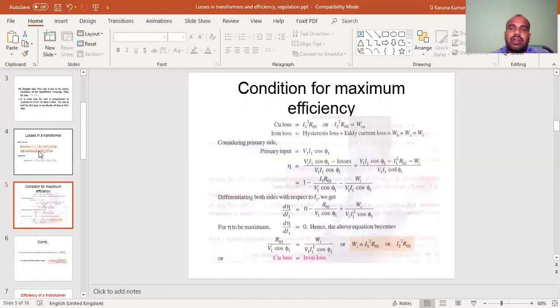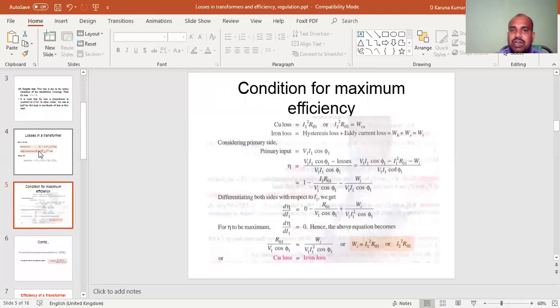Now let us look at the maximum efficiency. In which condition do we get maximum efficiency? The condition is on copper losses and iron losses. The copper losses are I1 squared R01, or I2 squared R02, and the iron losses are hysteresis losses plus eddy current losses, Wh plus We. Considering the primary side, the primary input of the transformer is V1 I1 cos phi1.